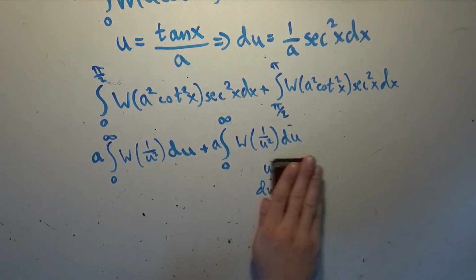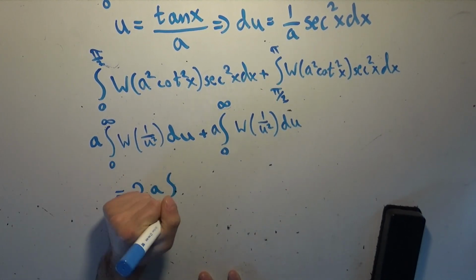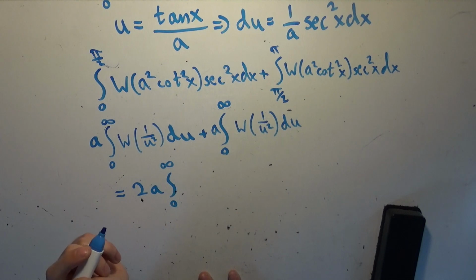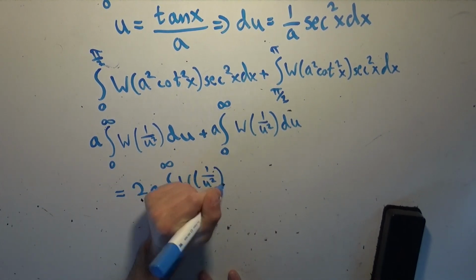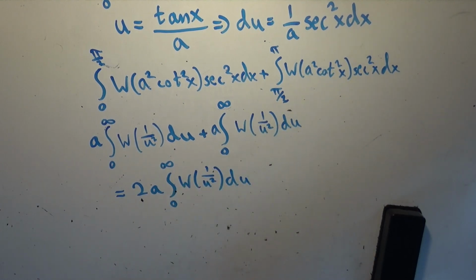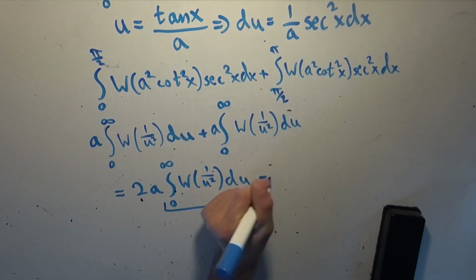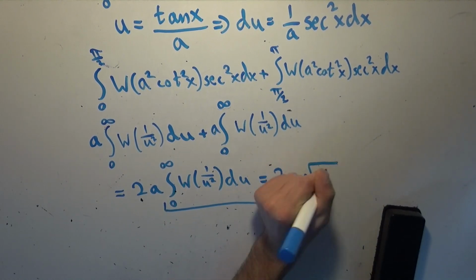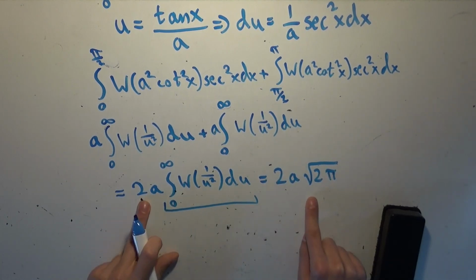So we combine these together, and we get that we have 2 times a times the integral from 0 to infinity of w of 1 over u squared du. And if you've seen Papa Flammy's video on this integral right here, which I will put a card up for, he got this, 2 times the square root of pi, right? So this comes out to 2a times the square root of 2 pi. That's what I meant to say. It was the square root of 2 pi. And so we're just multiplying by 2a.